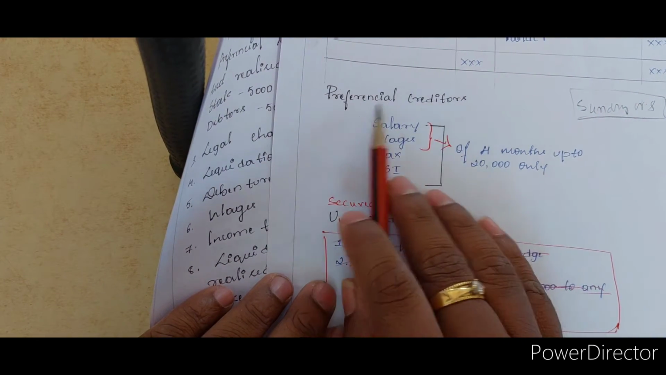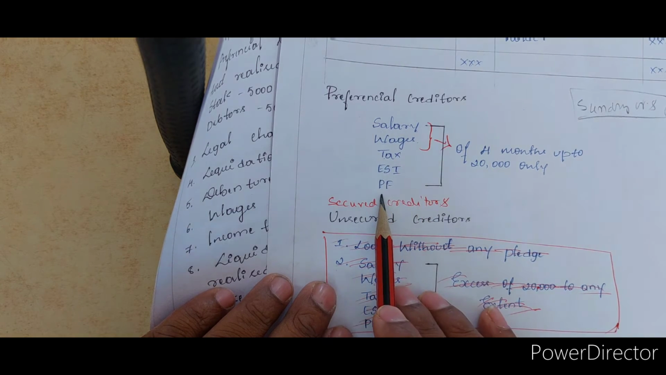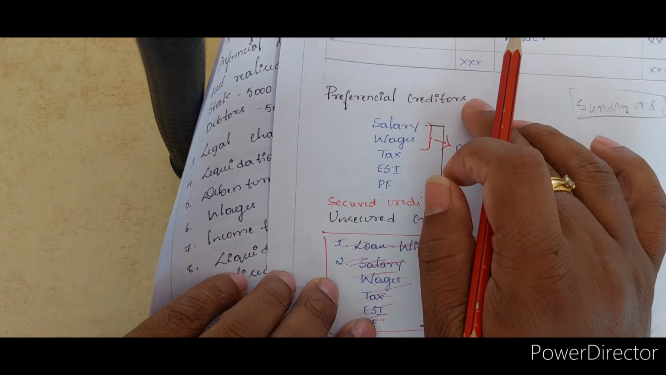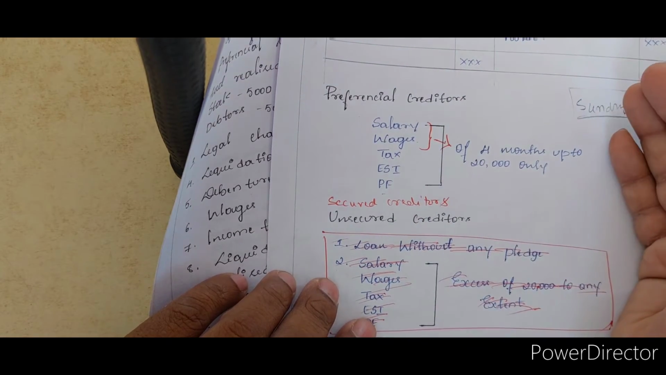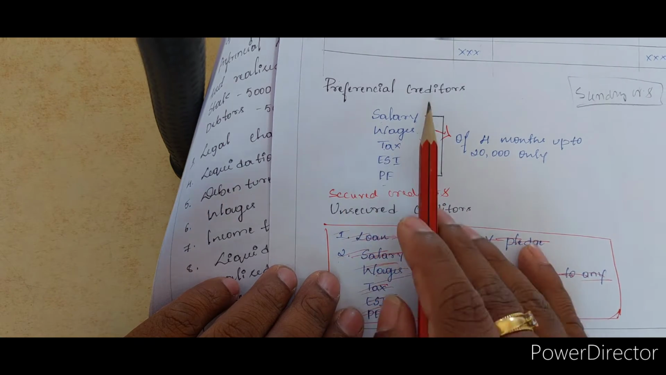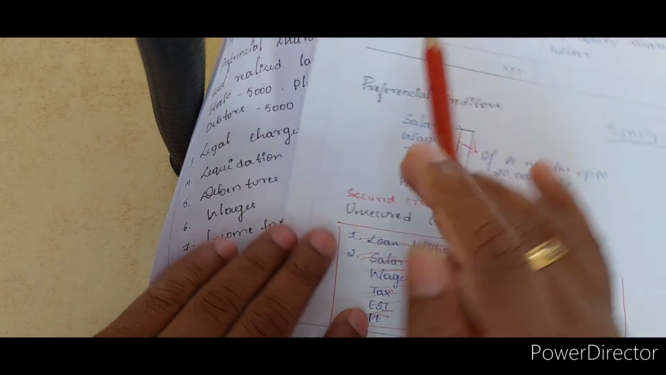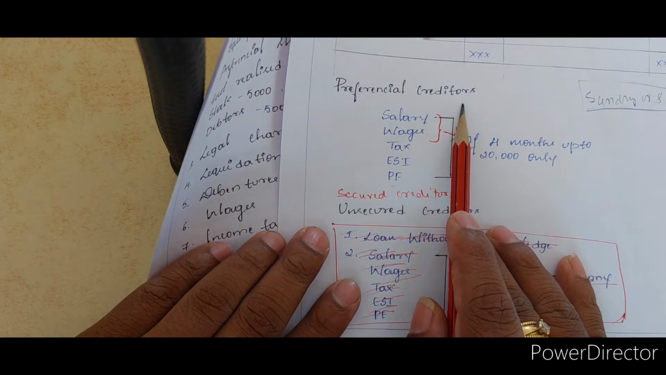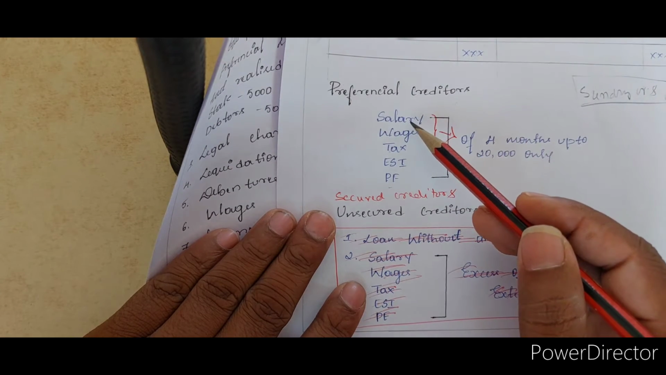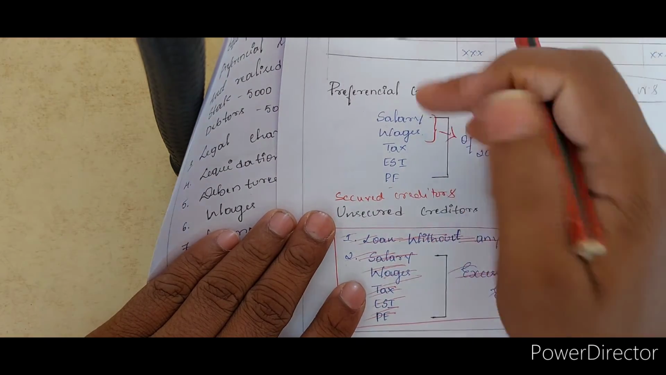Preferential creditors are nothing but salary, wages, any tax due to the government, ESI, and PF. These are the important items that you need to keep in mind. In the problem, the preferential creditors amount may be given directly. If it is not given directly, it will be given as something like salaries 10,000, wages 40,000. So salary, wages, tax, ESI, PF, all these will make the preferential creditors. Give examples for preferential creditors, for 2 marks it may be asked. Preferential creditors are nothing but salary, wages, tax, ESI, and PF.